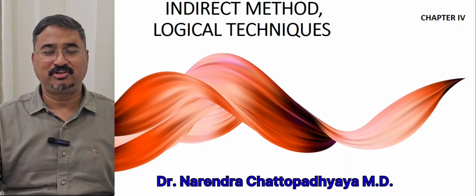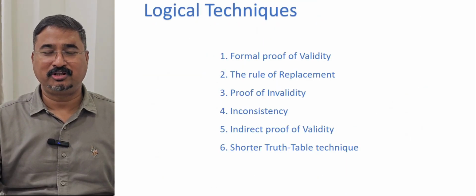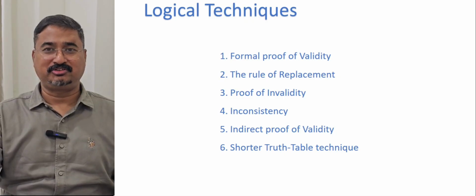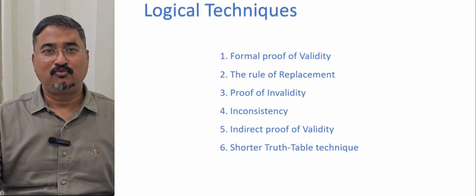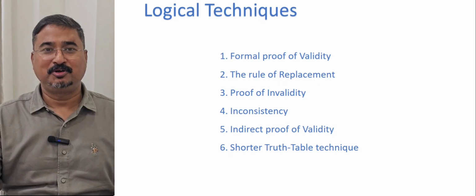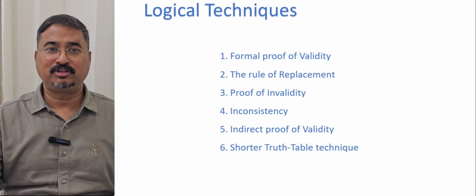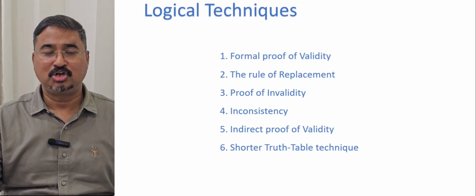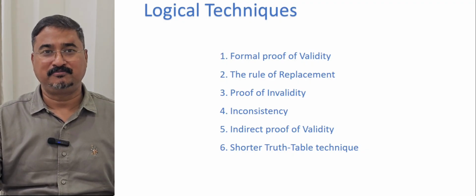Let us continue with chapter 4, Logical Methods of Indirect Method. I want to remind you of the various logical techniques. These are: first, formal proof of validity; second, the rule of replacement; third, proof of invalidity; fourth, inconsistency; fifth, indirect proof of validity; and sixth, shorter truth table technique.